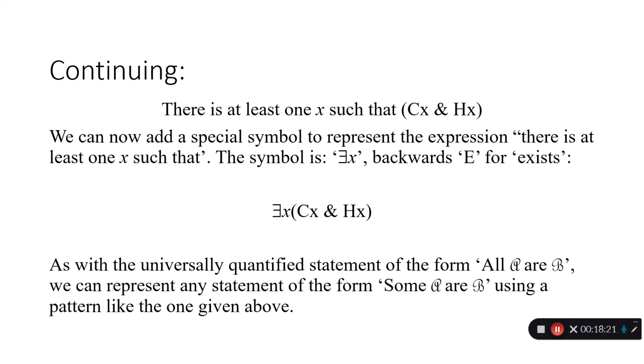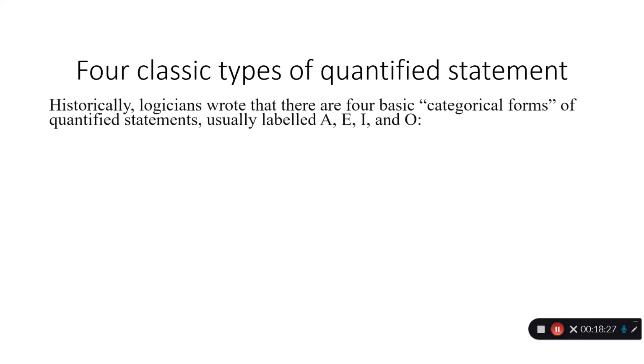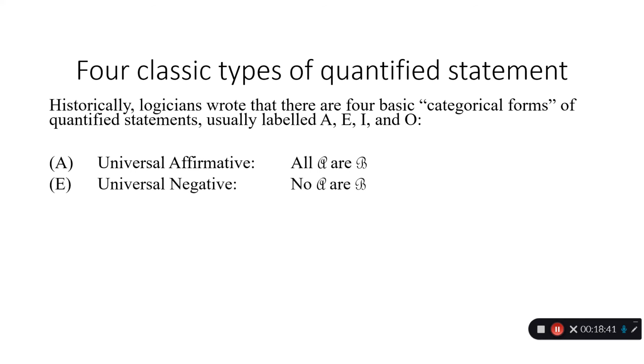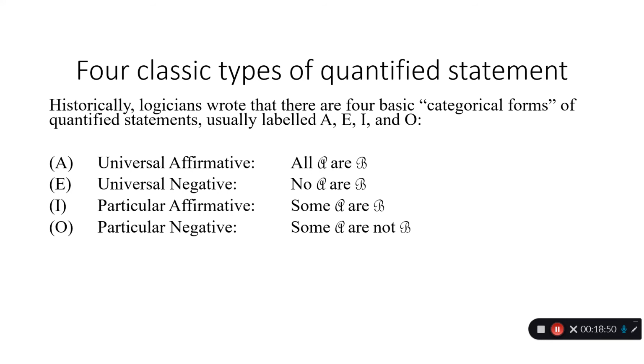Now let's collect some more information. There are actually four classic types of quantified statement. Historically, logicians wrote that there are four basic categorical forms of quantified statements, usually labeled A, E, I, and O. A is the universal affirmative, E, the universal negative, I, the particular affirmative, and O, the particular negative. Universal affirmative, all A's are B's. Universal negative, no A's are B's. Particular affirmative, some A's are B's. Particular negative, some A's are not B's.